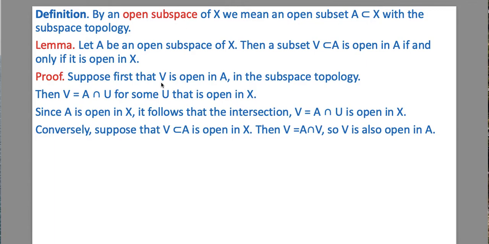Suppose first that V is open in A in subspace topology. It means V is equal to A intersection U for some U that is open in X. Since A is open in X, it means that the intersection V equal to A intersection U is open in X. And conversely, suppose V, a subset of A, is open in X. It means V is equal to A intersection V, so V is also open in A. So we have proved that subset V is open in A if and only if it is open in X.